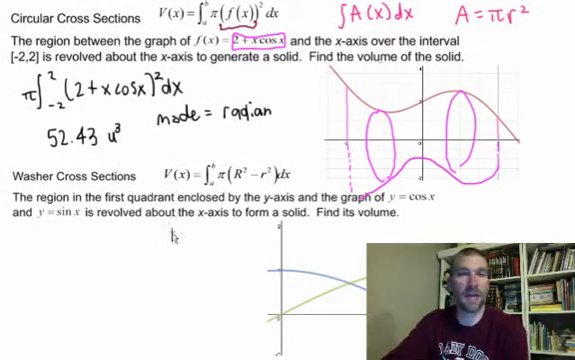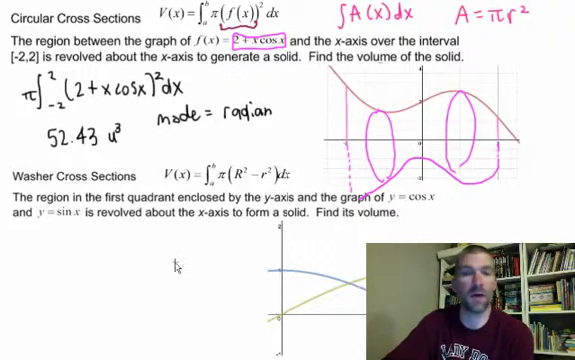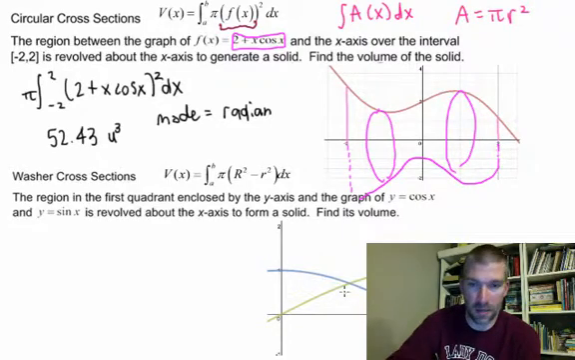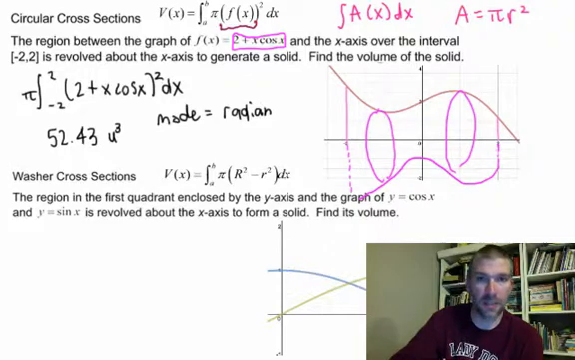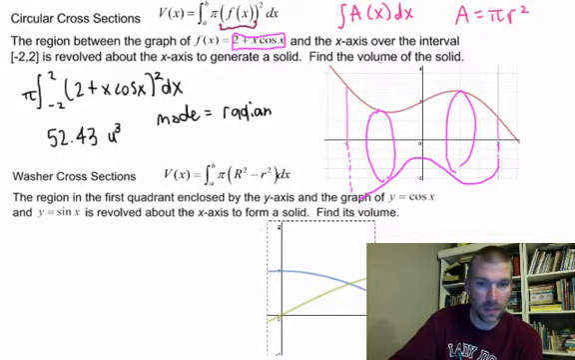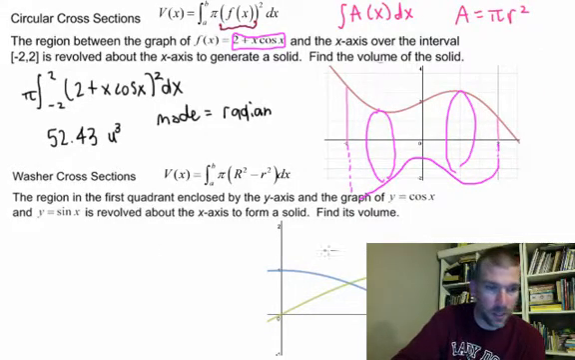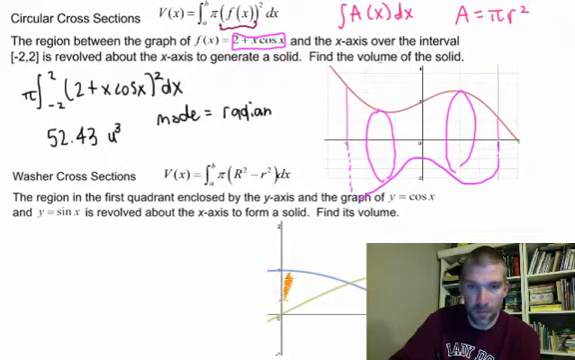All right, we want to look at the region now in the first quadrant enclosed by the y-axis and the graphs of y equals cosine x and y equals sine x. We want to revolve that around the x-axis to form a solid. So I've got down here a graph of what that looks like in the first quadrant. And we're looking at now, well, that shade, that color is really close.